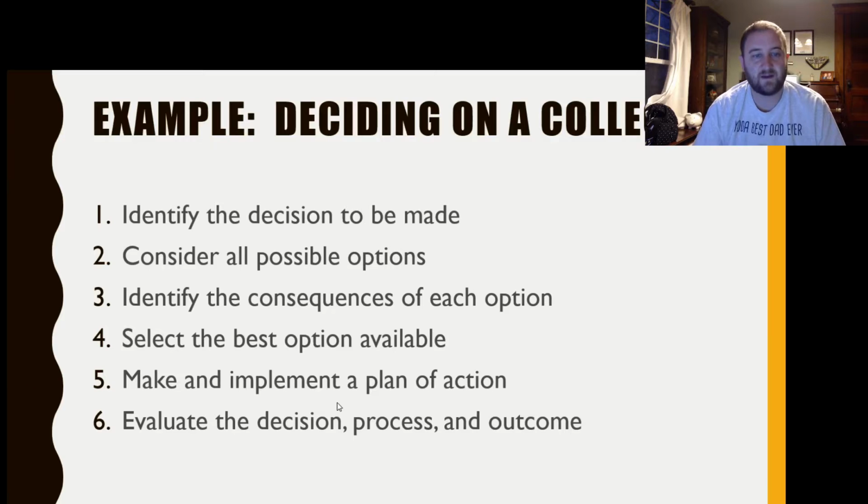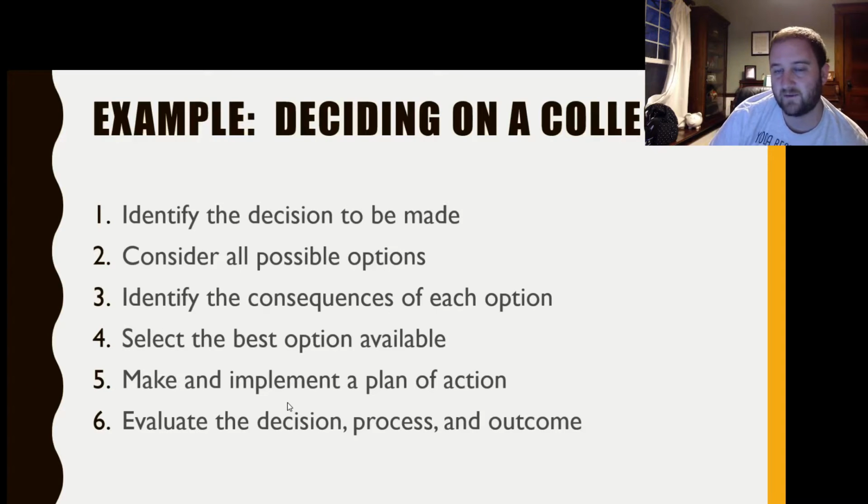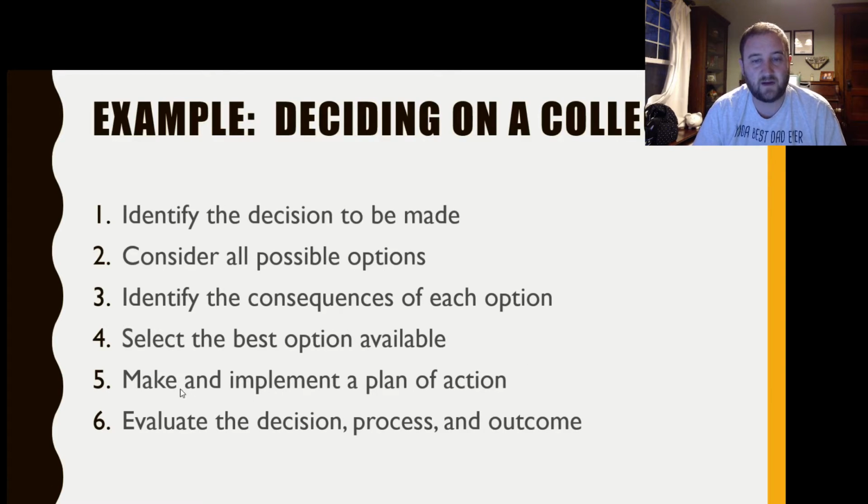Okay. Step 5 then is to make and implement a plan of action. How are you going to achieve your goal of going to Purdue? Well, what classes are you going to take in high school? Maybe you need to make applications to Purdue. Maybe you need to fill out a FAFSA. A FAFSA is a federal financial aid form, and things like that, to start planning for how you're going to pay for college. Okay, so step 5 is making and implementing a plan of action.